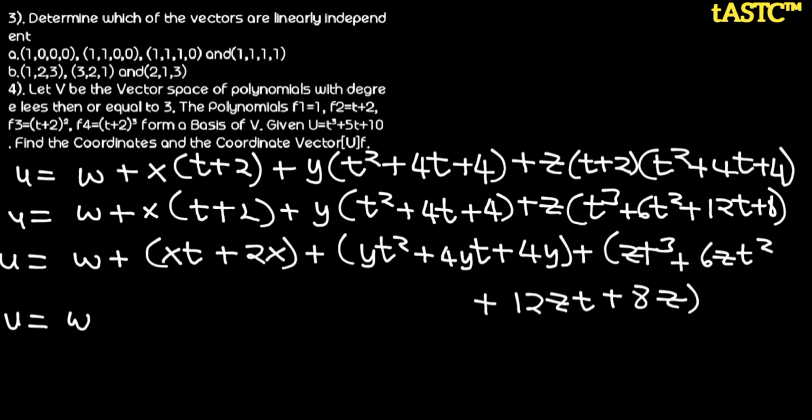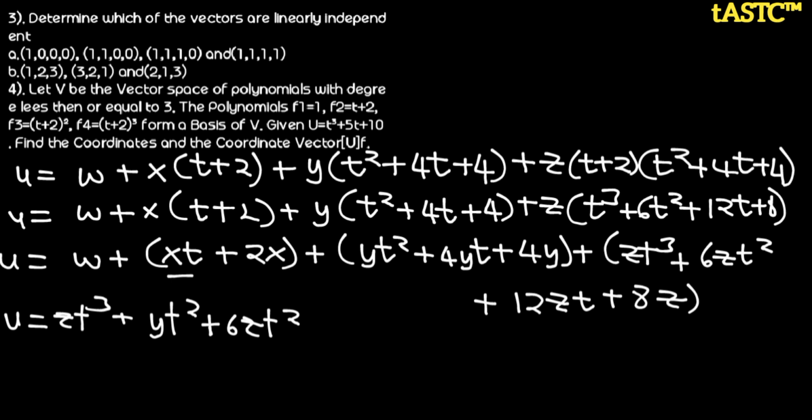So this is w plus, I'm going to start with the t raised to the power of 3. Happens to be that we just have one of it. So that is going to be zt cubed. Next up we have the t squared. So how many t squared do we have? We have this one and this one. So that is going to be plus yt squared plus 6zt squared.